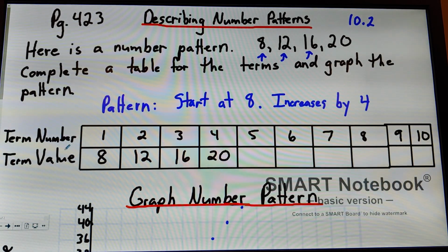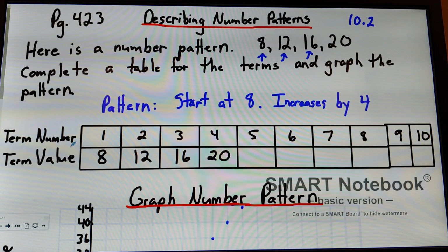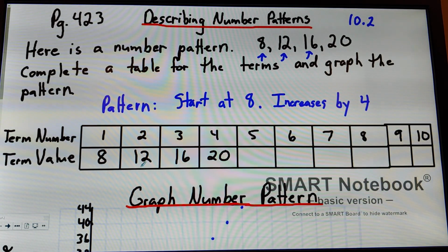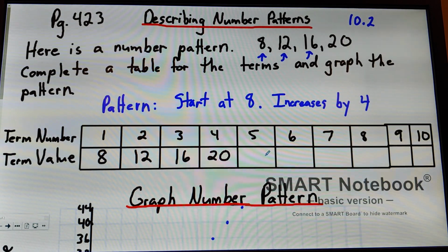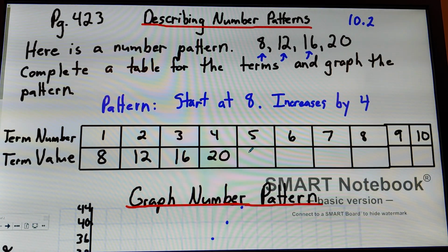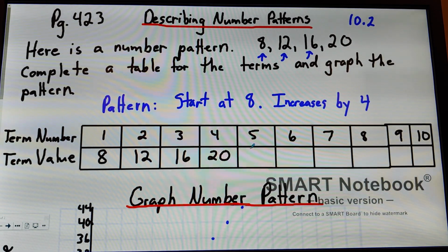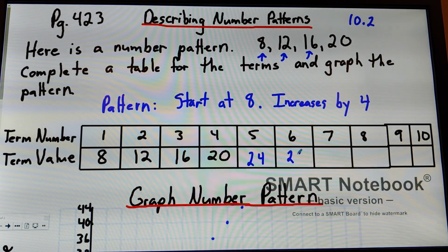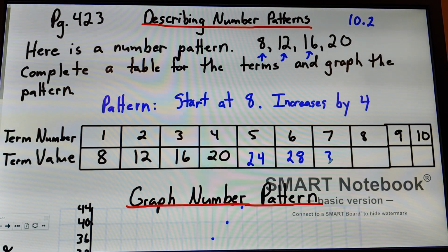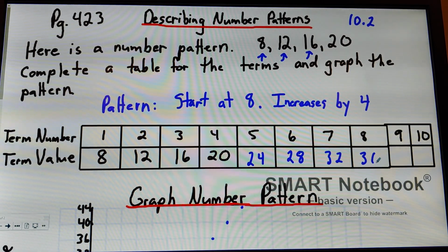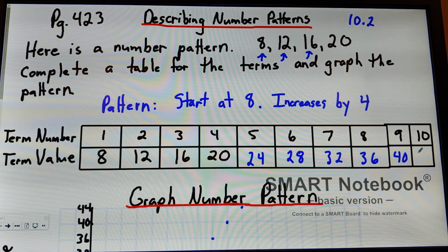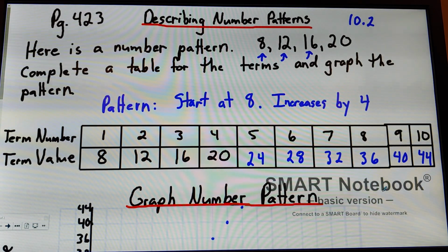And then the next thing we see, term value. It's what it's worth. So the first term number, so the first number that appears, what's its worth? 8. Our second term number, what's its value? 12, 16, 20. And then for the next one, well, because we know that it's increasing by 4 each time, we would say 24. Then 28, 32, 36, 40, and finally 44. Just counting by 4s each time. Okay?